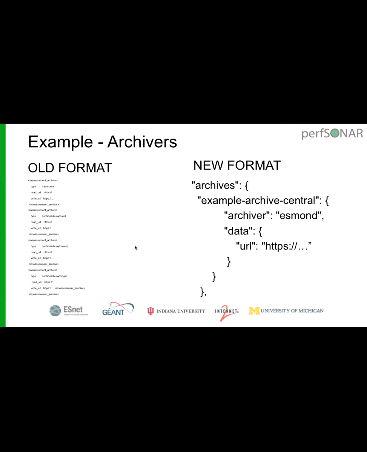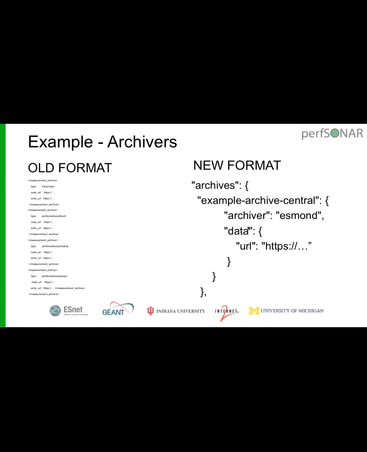And so there are things we can do to consolidate that, right? Now we have this definition where we have a list of archives. You give it some label just so you know what it is. You specify what type it is, an Esmond type, and then you specify the URL once, and you're done. And you can reference that anywhere that needs to write to that. It doesn't really matter what the data type is.